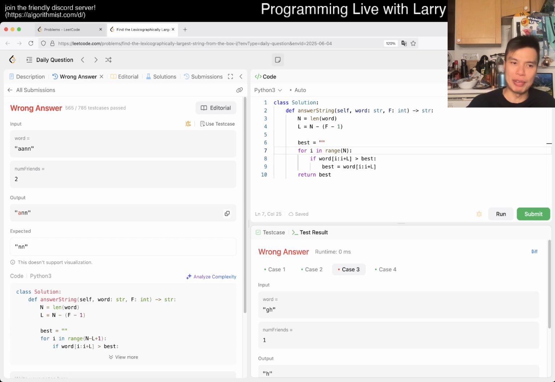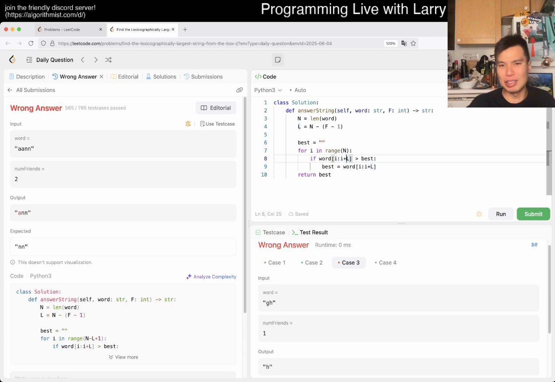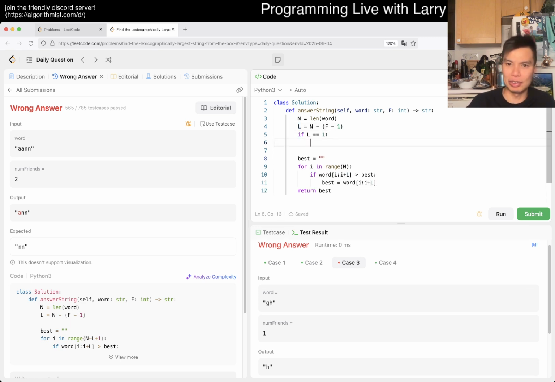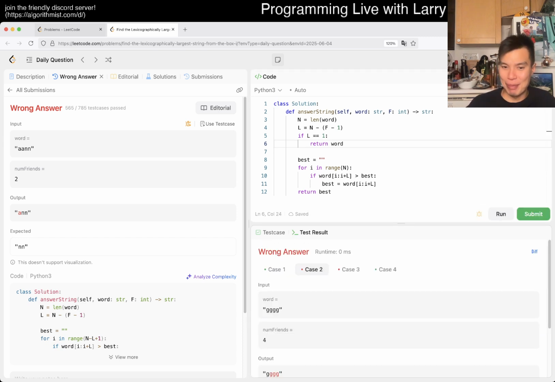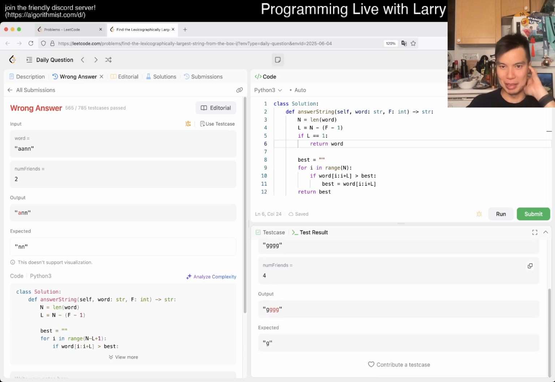Yeah, this is more right because I chop off. The only thing is that I guess L equals 1 is the weird case, because if L is equal to 1, then you can't cut, so you just return the word. Is that good enough? Honestly, I feel like this is a very poor showing.